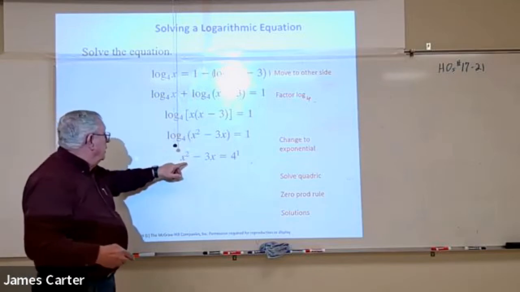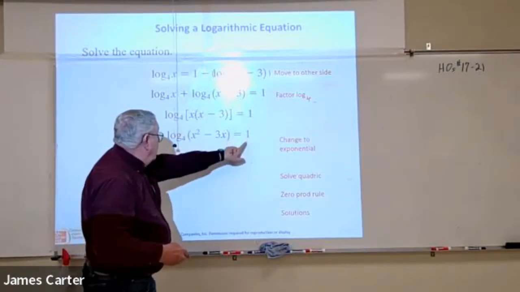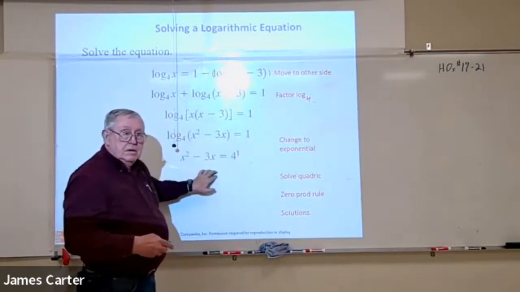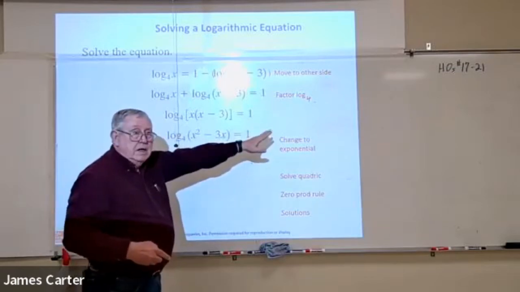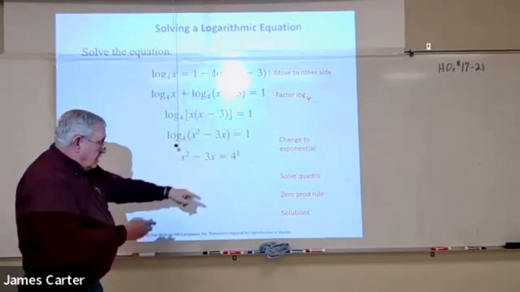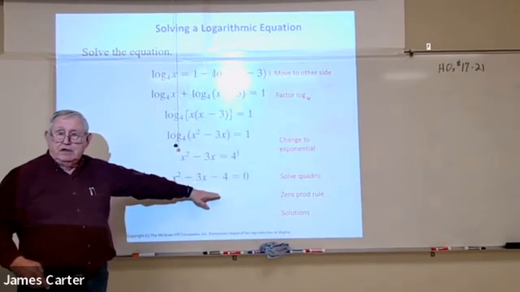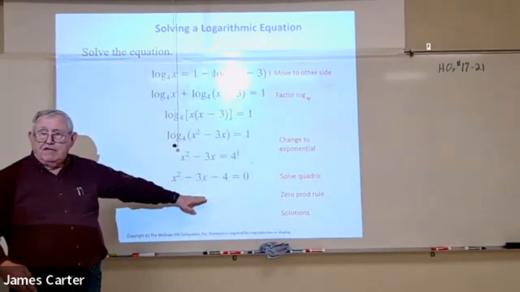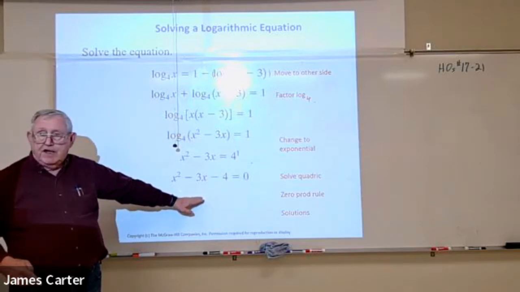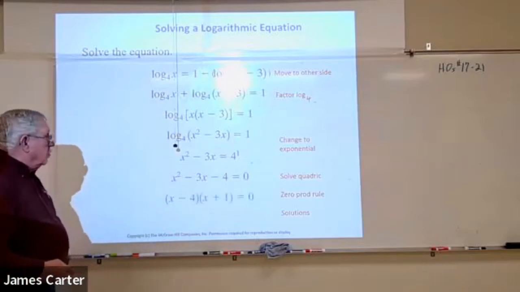When I do that, here is my base, here is my power, and here is my argument, just like I did my ABCs over here. I'm going to take that 4 over to the other side, and I now have a quadratic that I can solve. How can I solve this? Either by factoring or the quadratic formula. Factoring is usually faster if it'll work. If not, then you can use the quadratic formula.